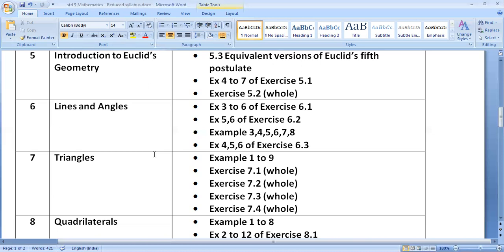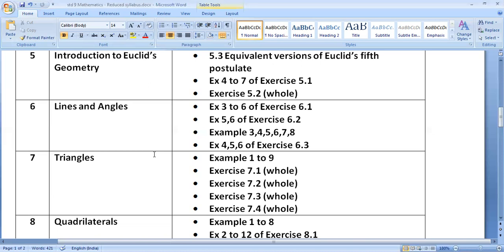On the same page 94, theorem 6.1: if two lines intersect each other, then vertically opposite angles are equal. This is the most important theorem that you have to prepare along with the proof. Theorem 6.1 along with the proof I have already given on my channel. So if you have not understood this particular theorem in detail, how to write the data to prove and proof, you should go to my earlier video and you will see this theorem 6.1.